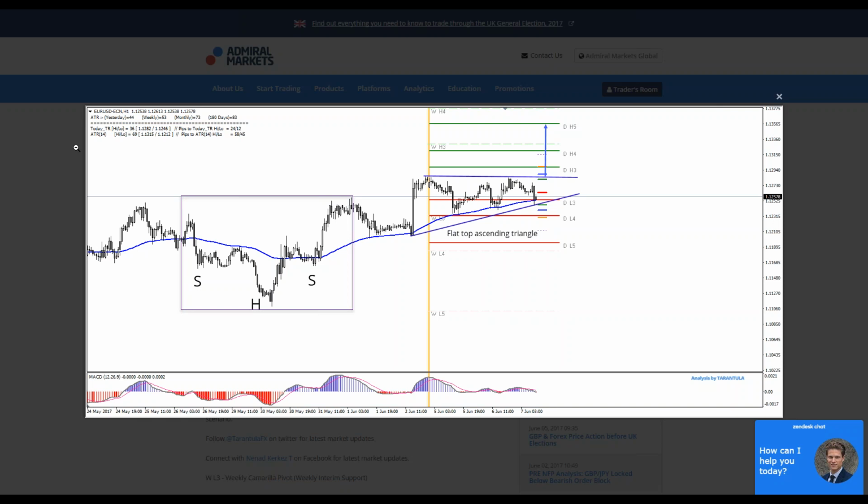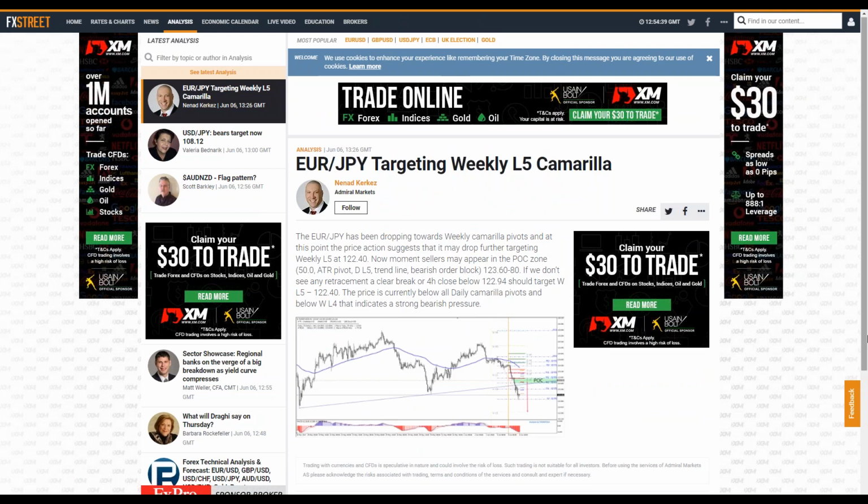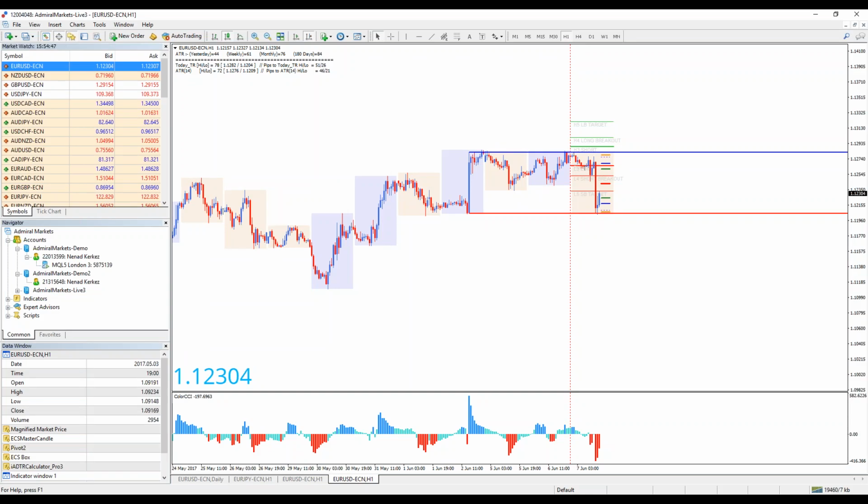Here also on Forex Street, euro yen, and I hope that you shorted it. Definitely, there was bearish pressure on euro yen. Okay, so now let's see. I will open a real chart and let's see if we have anything tradable here.